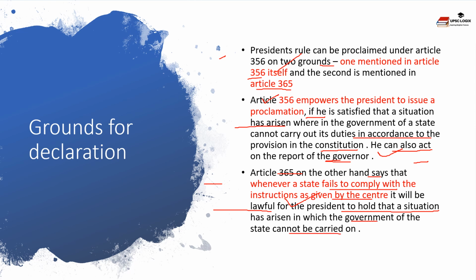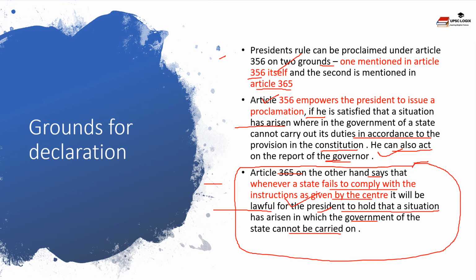So whenever a state fails to comply with the instructions given by the center, the president has the right to impose president's rule. However, this particular article can be subject to scope for judicial review. In case the state had valid reasons for not carrying out the instructions by the center, then of course the High Court or the Supreme Court can intervene in the implementation of the president's rule. So these are the 2 points under which the president's rule can be proclaimed.